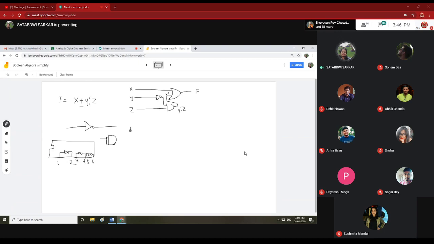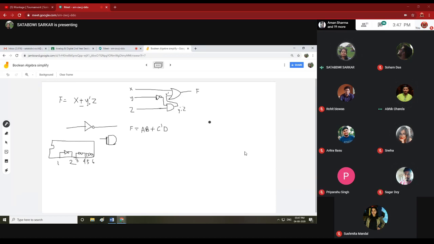Now we are taking another example. Suppose f equals ab plus c bar d. So how many gates are required? Basic 4 gates? 4 gates.